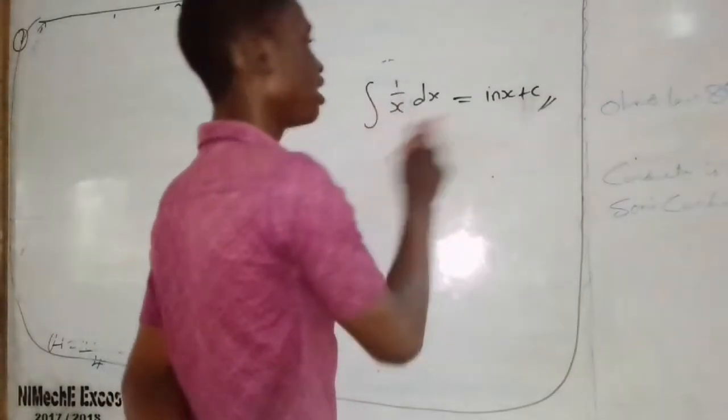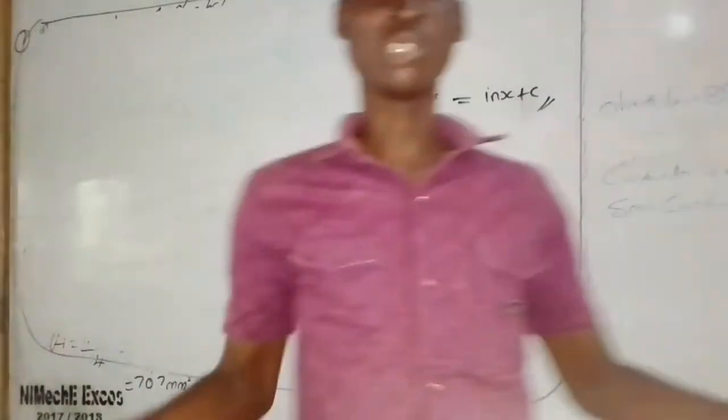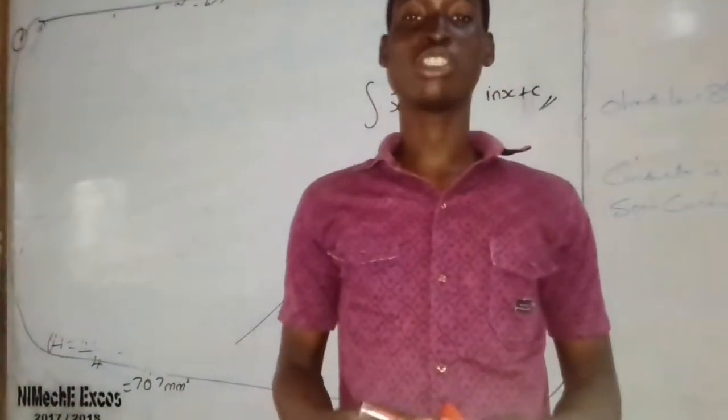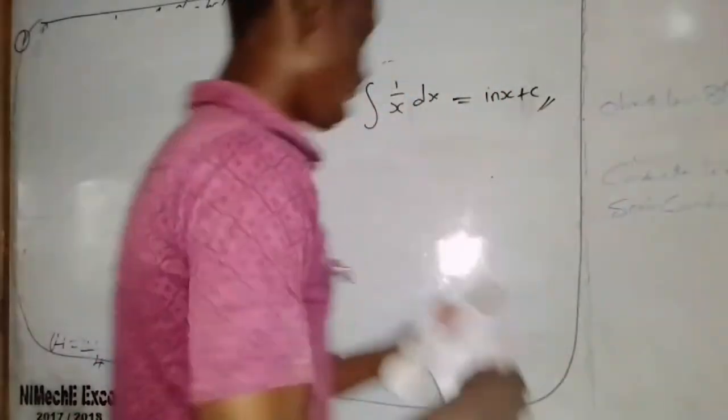So 1 over s is known as what? ln s, as simple as that. If you know that, you don't need to stress yourself in the exam by looking for anything much.